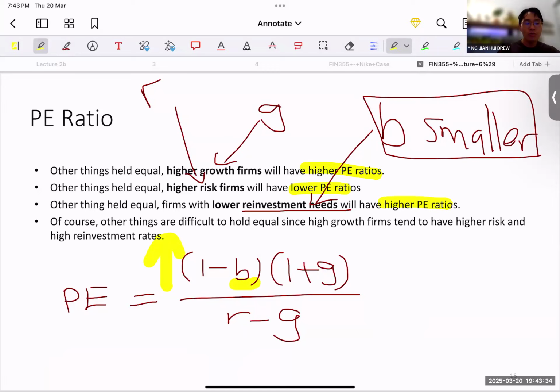So these are just showing you how your PE ratios might be affected by the various factors R, G, and B. At the end of the day, what's important, as a last comment, is that sometimes it's very hard to ensure that everything is equal so that you can compare PE. So that is just something to consider.